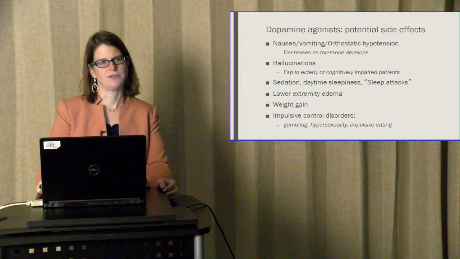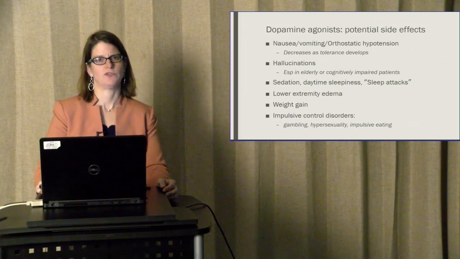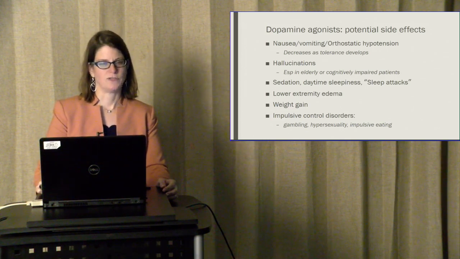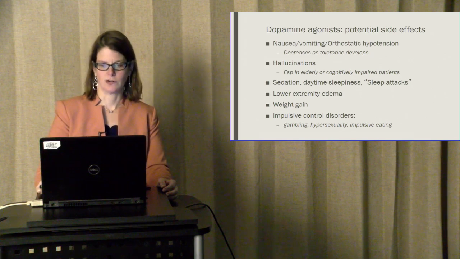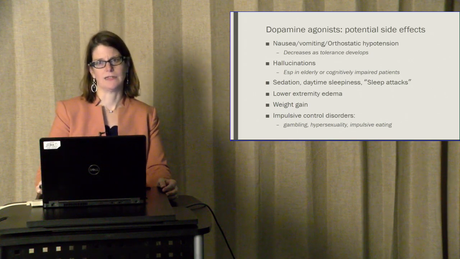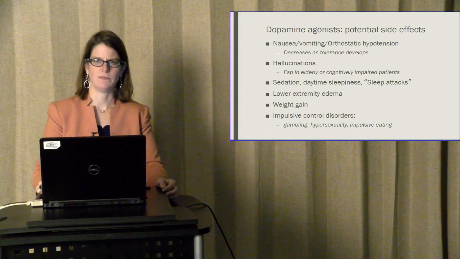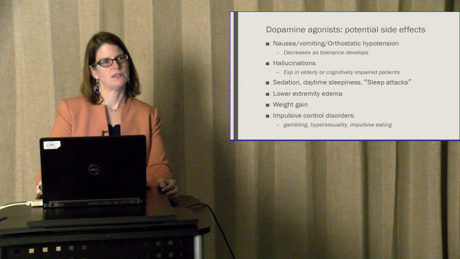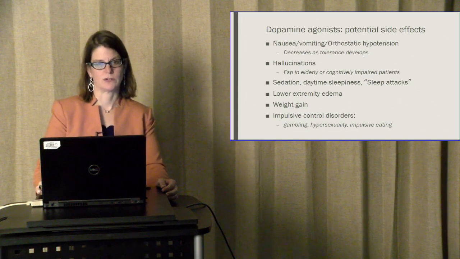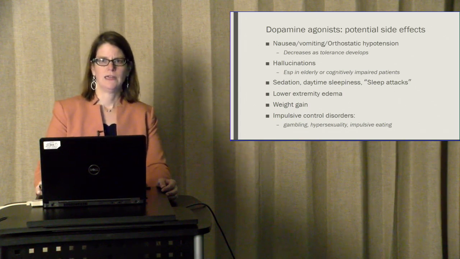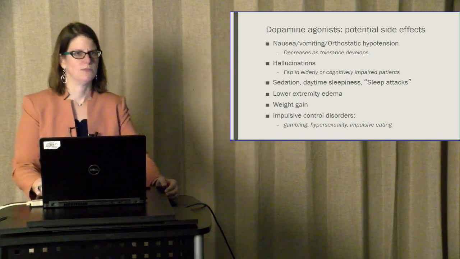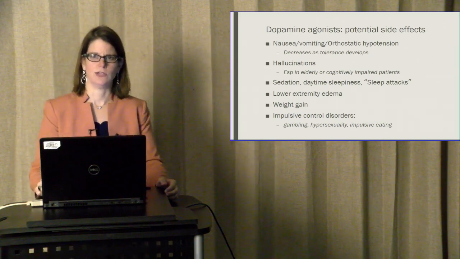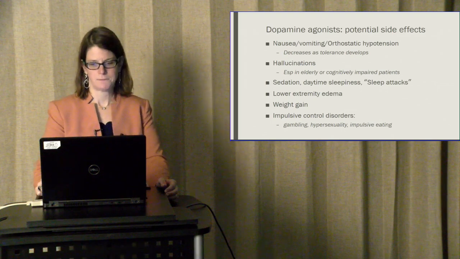But dopamine agonists have similar side effects to levodopa, and also some that are worse. Nausea, vomiting, and orthostatic hypotension can all occur with the dopamine agonists as well, and this decreases over time. People can sometimes get used to this and develop tolerance. Hallucinations are especially common in older patients or cognitively impaired patients. So if we have a first-time Parkinson's patient who comes in and is 75 or 80 years old, we usually don't start with dopamine agonists.